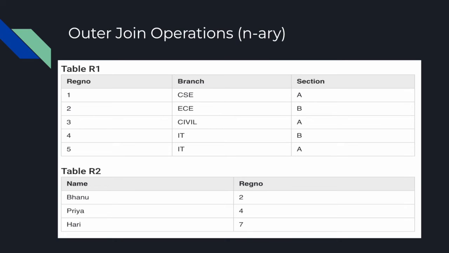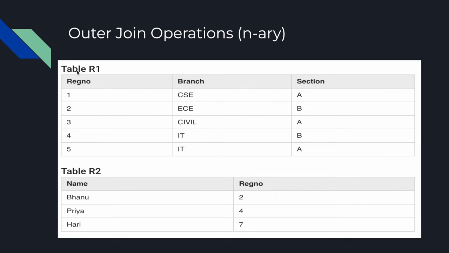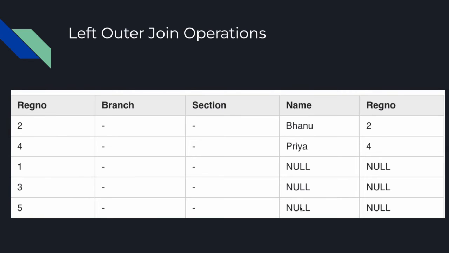Outer join operations. In this we have table R1 and table R2. R1 contains registration number 1, 2, 3, 4, 5, branch CSE, ECE, Civil, IT and IT, section A, B, A, B, A. Table R2 contains name Bhanu, Priya, Hari, registration number 2, 4 and 7. So here we can see that tables R1 and R2 have registration number in common, and now we'll talk about left outer join operations.